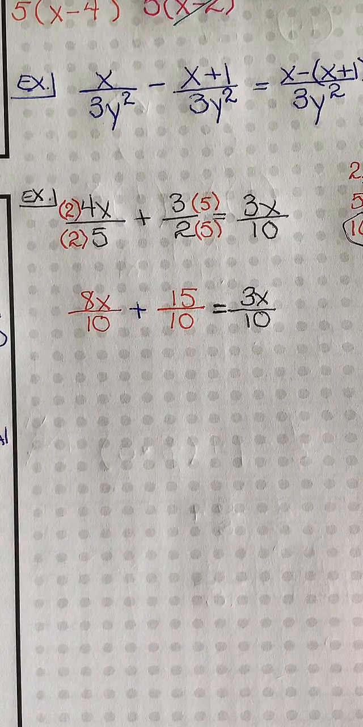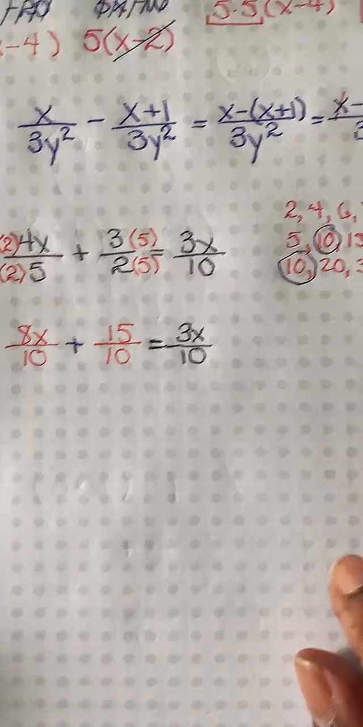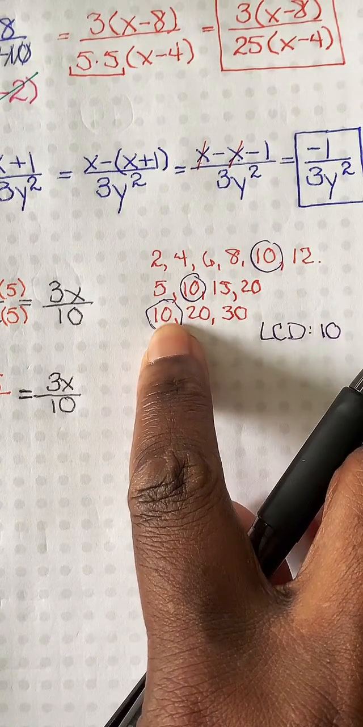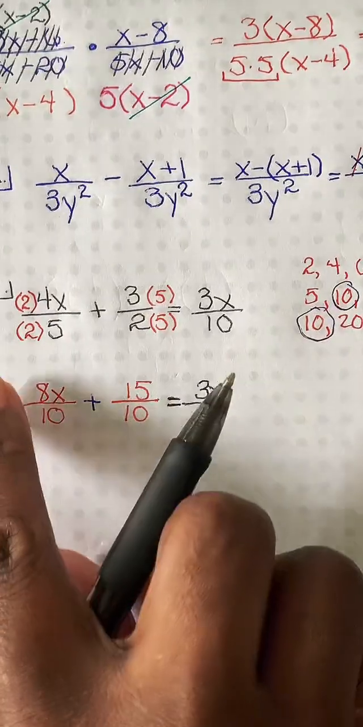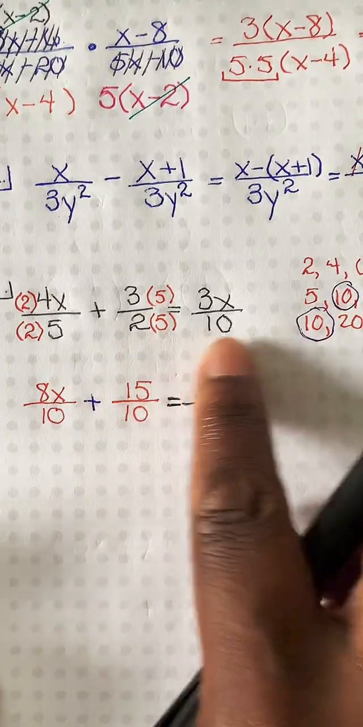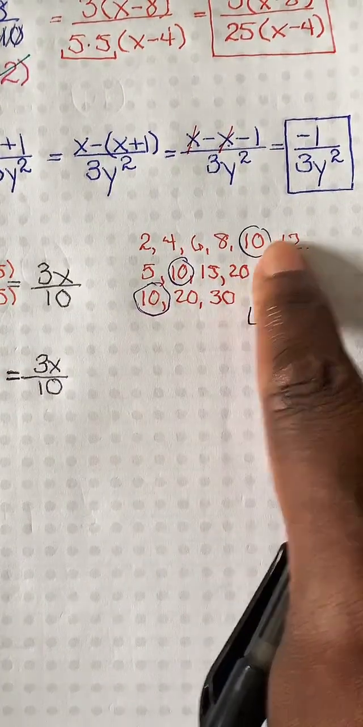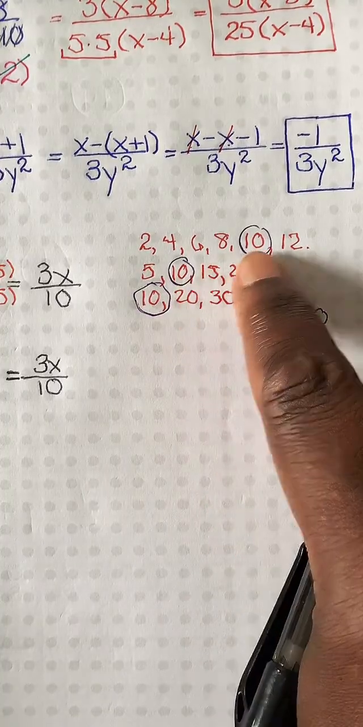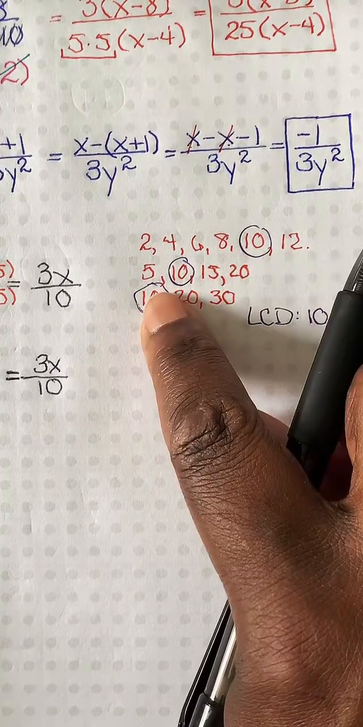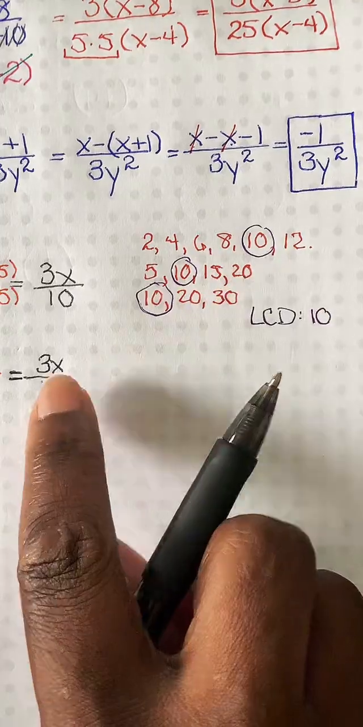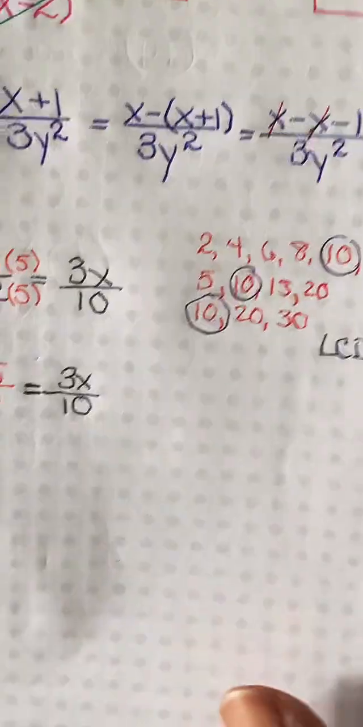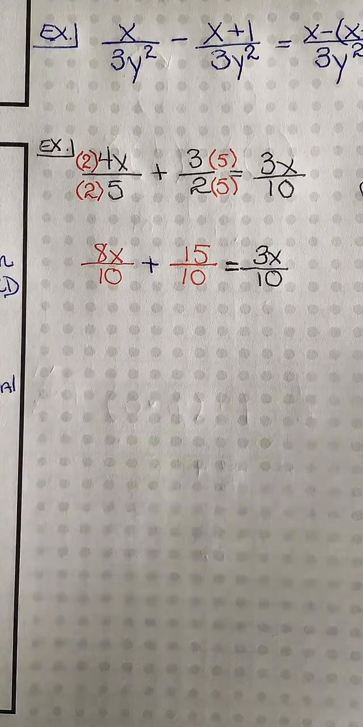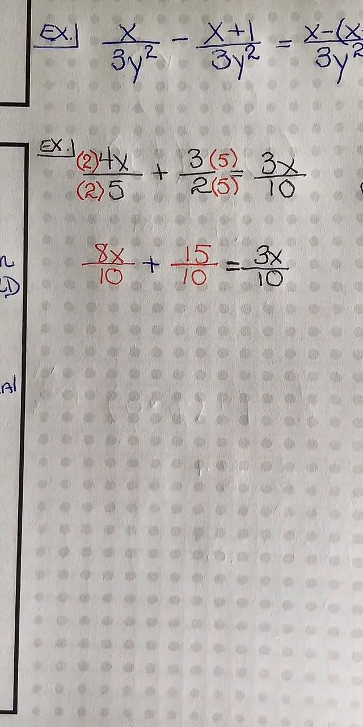So if I look at the multiplication tables of 2s, 5s, and 10s, because those were my denominators originally, what is the lowest number that they all have in common? The lowest number that they have in common was 10. So that was going to be our denominator.